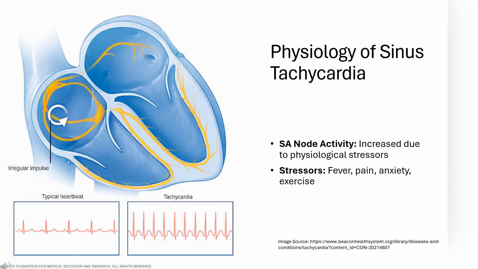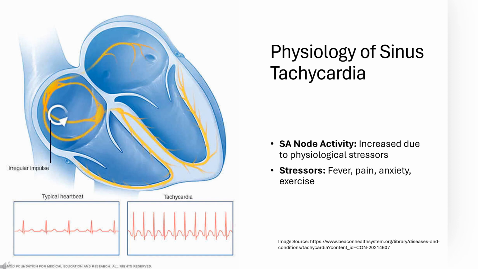The autonomic nervous system plays a crucial role in regulating heart rate. The sympathetic nervous system stimulates the SA node to increase heart rate in response to stressors, while the parasympathetic nervous system can slow it down. During situations of increased demand, such as fever, pain, anxiety, or exercise, the balance shifts towards sympathetic stimulation, causing the SA node to increase its rate of firing, thus increasing the heart rate.